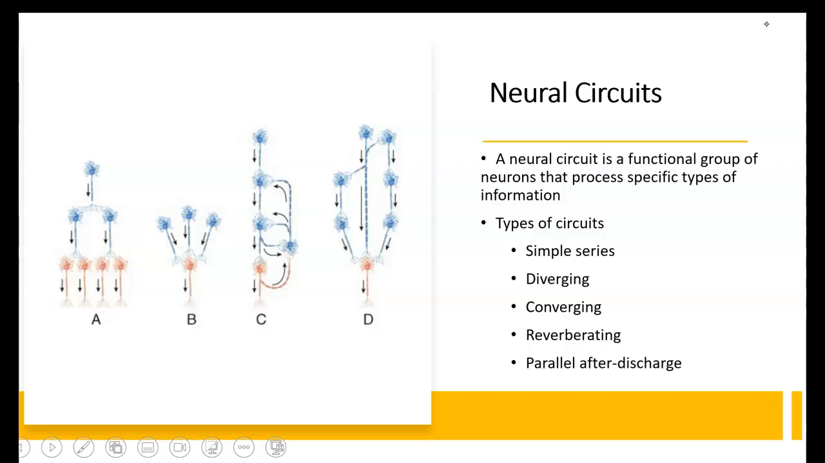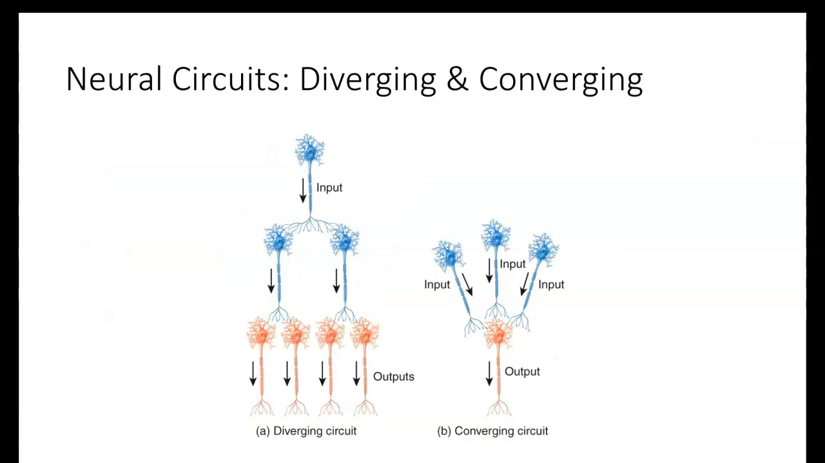Next, we have neural circuits. A neural circuit is a functional group of neurons that process specific types of information. Types of circuits that you may have might be a simple series, diverging, converging, reverberating, or parallel after discharge. And so let's look at these.